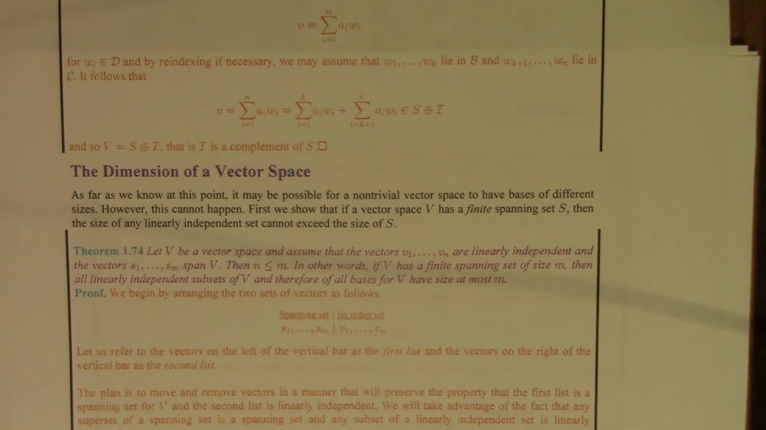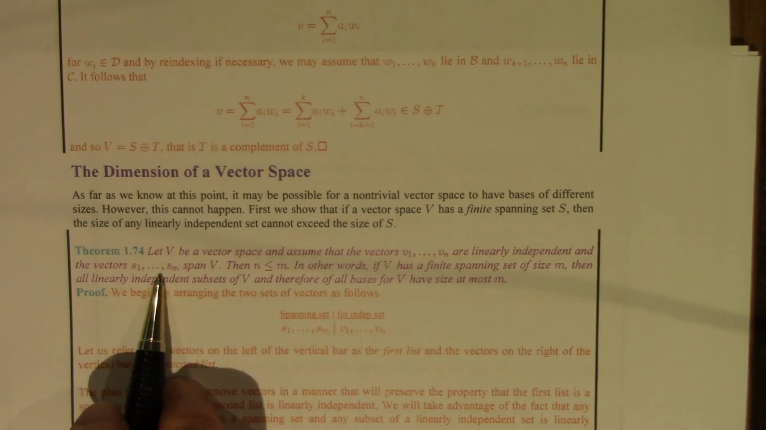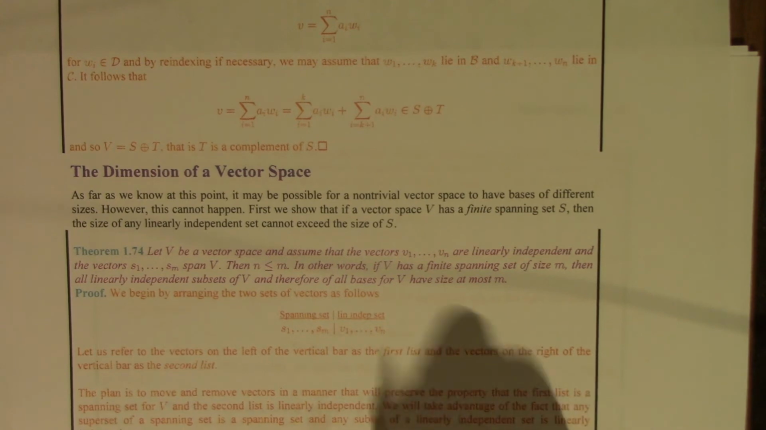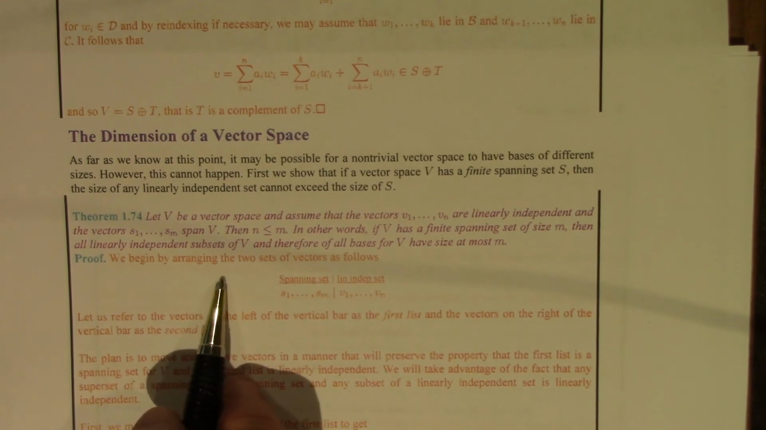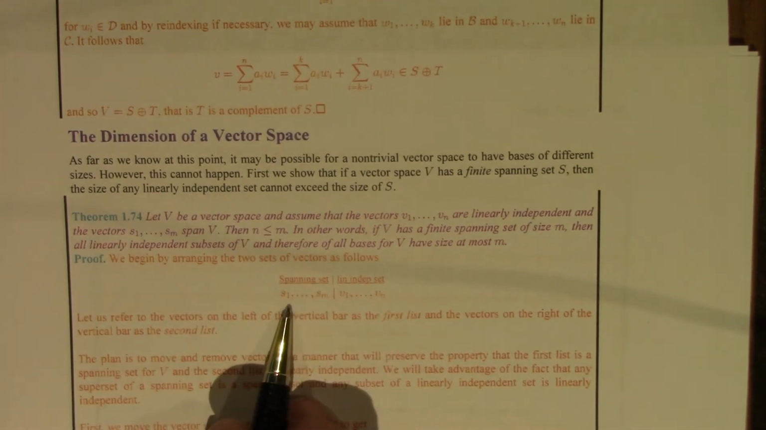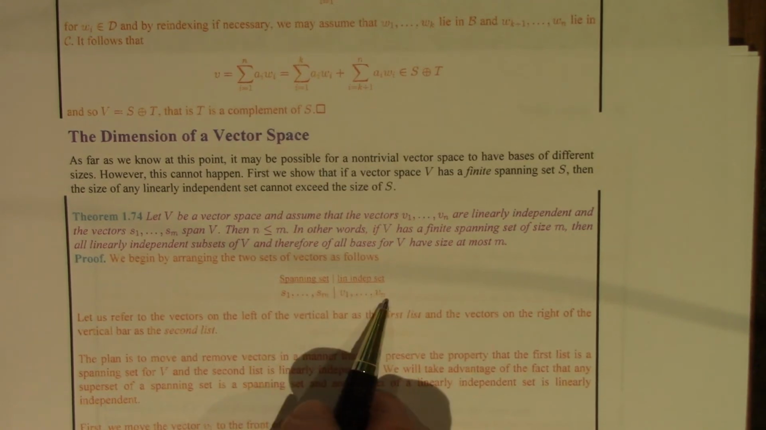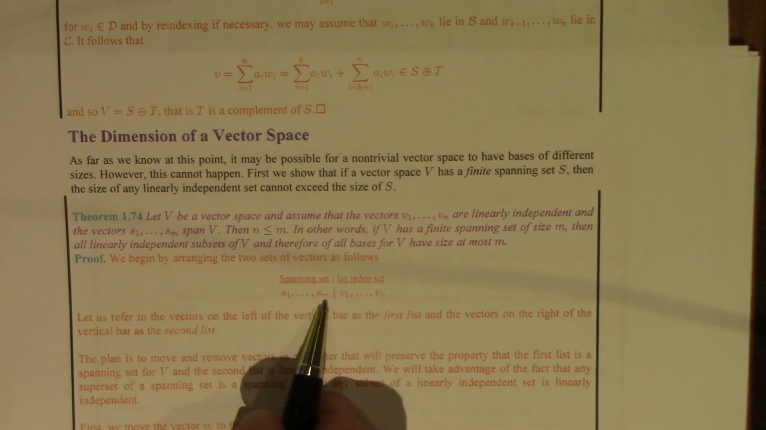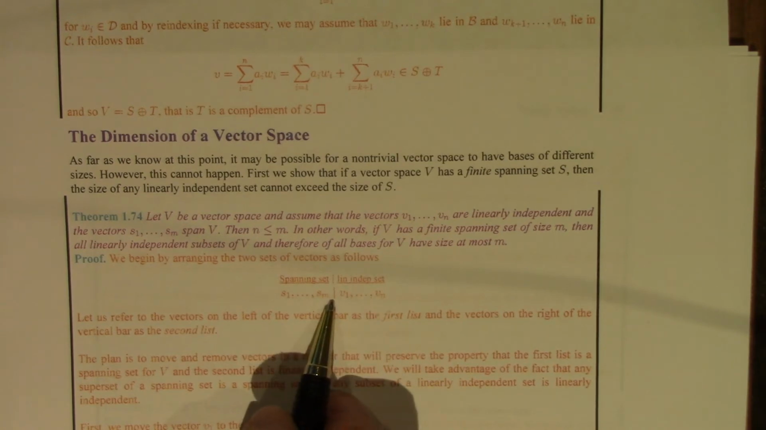And from that, it will follow very easily that as long as the vector space V possesses a finite spanning set, all bases will have the same size, and we'll see how that follows after we look at this proof. So here's the way it goes. We take the spanning set, we write it down here, vertical bar, write the linearly independent set. Let's call this the first list and the second list, separated by the bar.